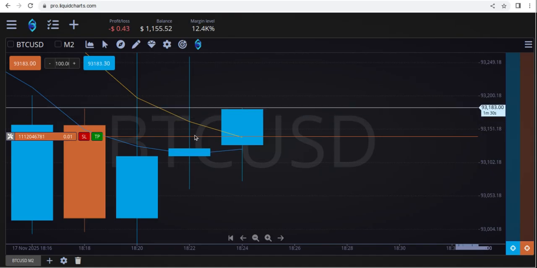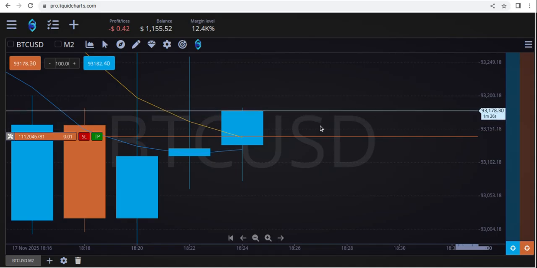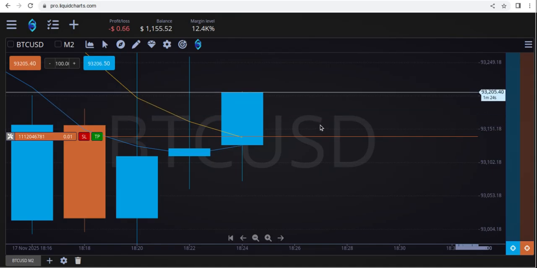Now look what the moving average is doing. Look what the price is doing. The candlestick is going up. Why is the candlestick going up? Because the price is going up.